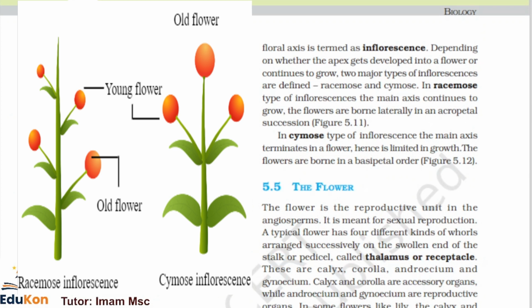Depending on whether the apex gets developed into a flower or continues to grow, two major types of inflorescence are defined: racemose and cymose. In racemose type of inflorescence, the main axis continues to grow. The flowers are borne laterally in an acropetal succession, like leaves. Whereas in cymose type of inflorescence, the main axis terminates in a flower, hence is limited in growth. The flowers are borne in basipetal order.